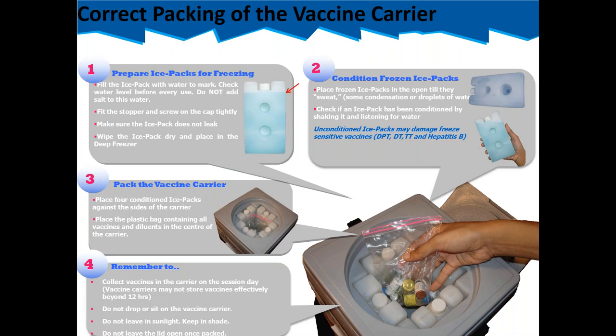Check if an ice pack has been conditioned by shaking and listening for water. When you shake the ice pack, you'll hear a crackling sound, which will tell you that the ice pack has been conditioned. Now place four conditioned ice packs against the side of the carrier. Place the plastic bag containing all vaccines and diluents in the center of the carrier. So this is how you make a vaccine carrier.